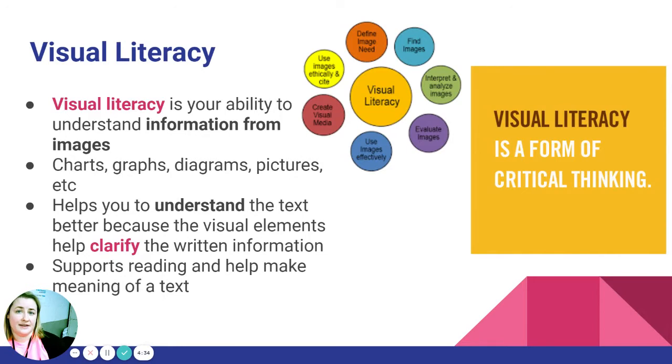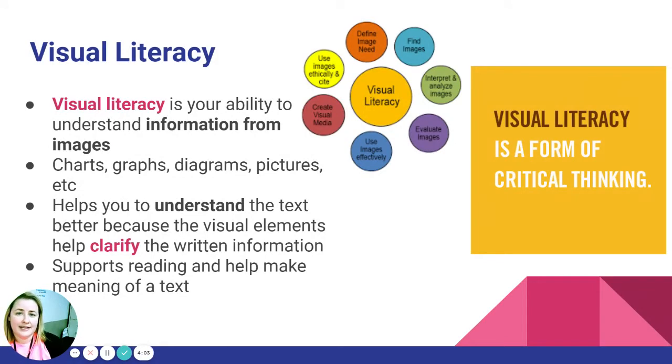So we're going to do a little definition first. Visual literacy is your ability to understand information from images. Some examples: charts, graphs, diagrams, pictures, just different graphics. Anytime you see something in a text that is not words, that is a visual. This helps you understand the text better because the visual elements help clarify the written information.